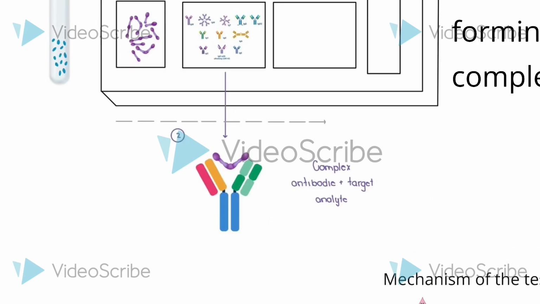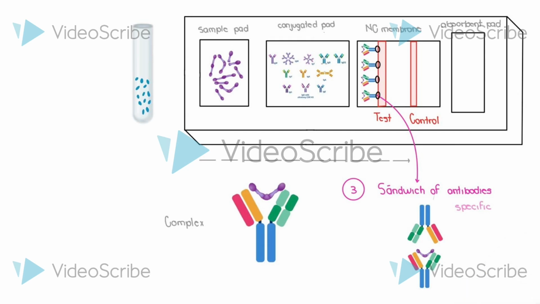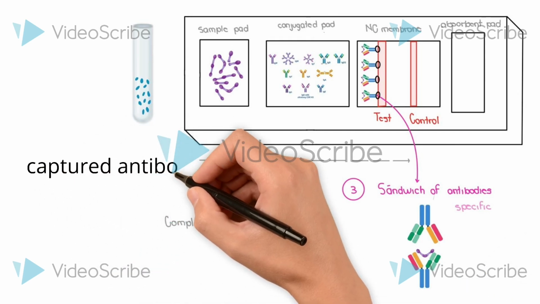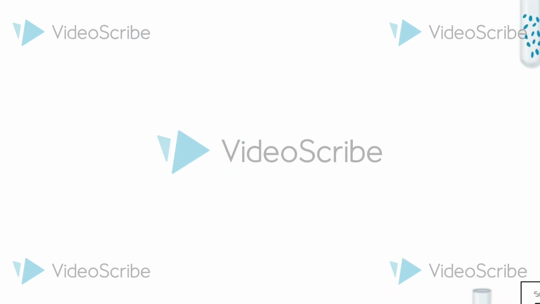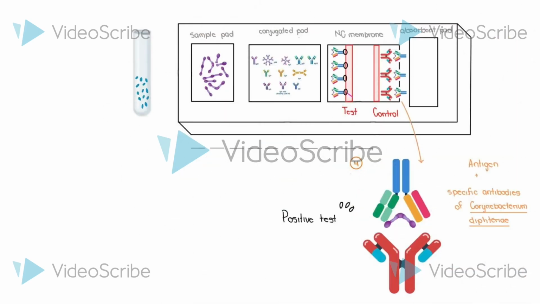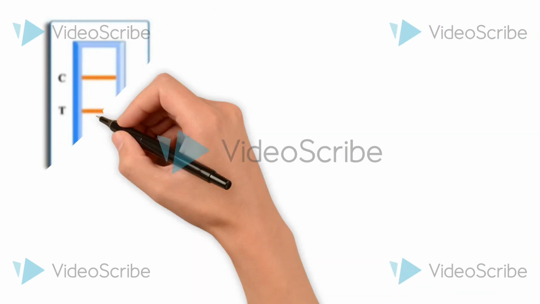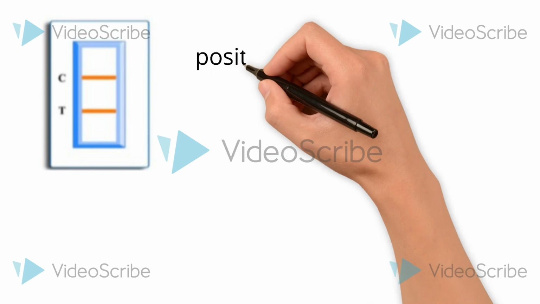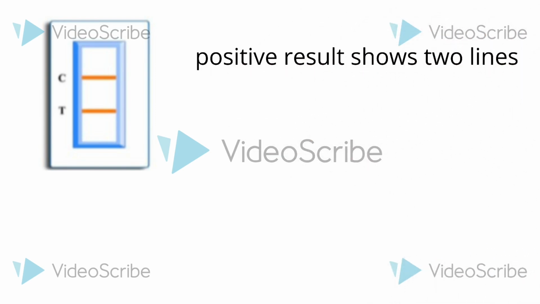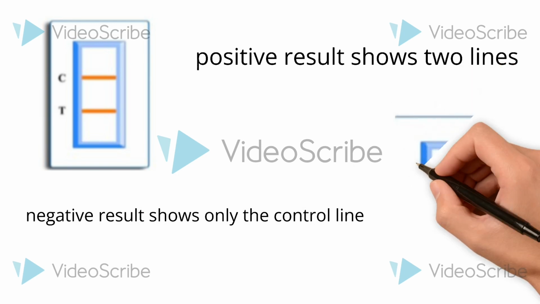This complex continues migrating to the test line, where immobilized capture antibodies trap it, producing a visible colored line. The fluid keeps moving to the control line, where excess labeled antibodies are captured, confirming that the test worked properly. A positive result shows two lines. A negative result shows only the control line, and if no control line appears, the test is invalid.